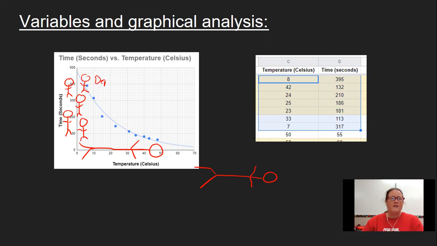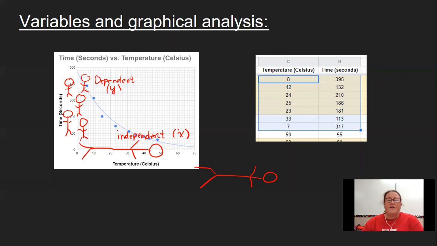These are the dependents. So this is the dependent variable getting plotted on the y-axis, and this is the independent getting plotted on the x-axis.